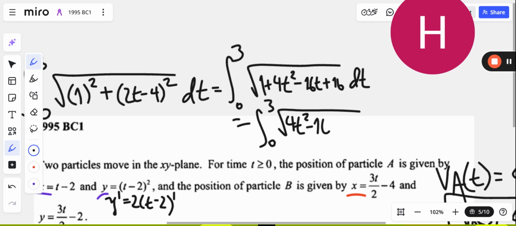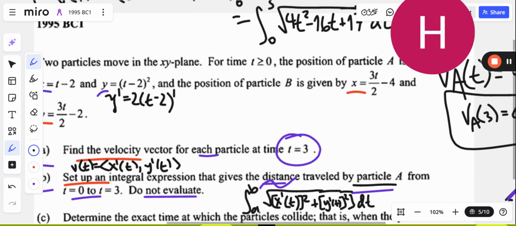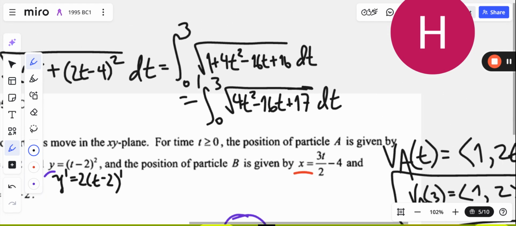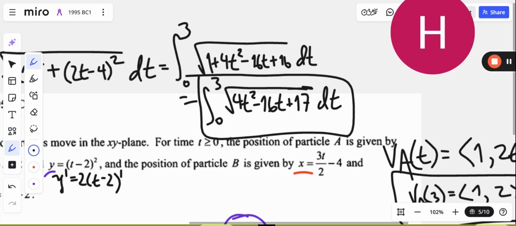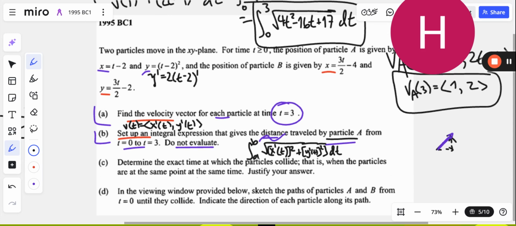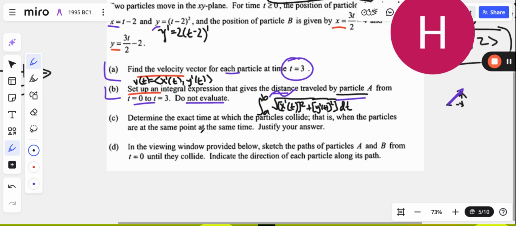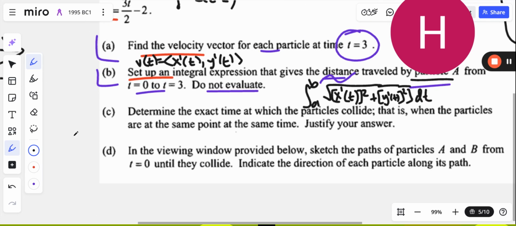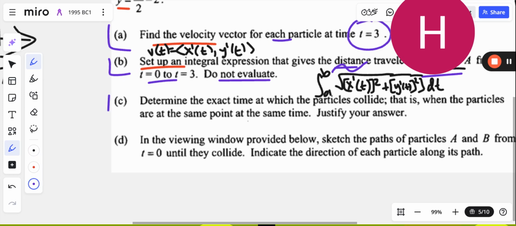So plus 17. I don't think that's going to factor to anything particularly nice. Okay, so that would be the total distance. Not too bad. It says do not evaluate, so we're done with that. That also explains why there's 4 parts, because they can't all be really long parts.